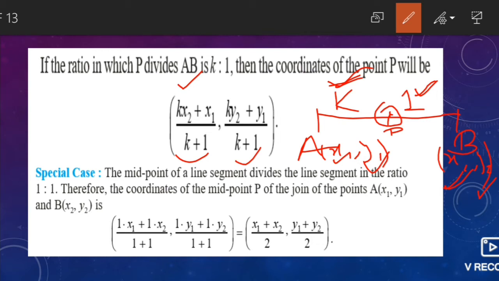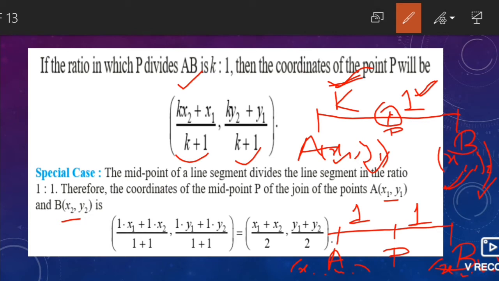Now suppose this is the line AB, again A is (x1, y1) and B is (x2, y2), and there is a point P which is the midpoint of AB. Whenever P is the midpoint of AB, it divides the line AB in equal ratio, that is 1 is to 1.